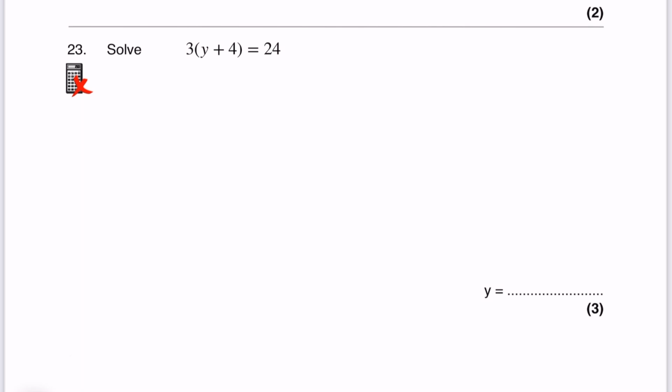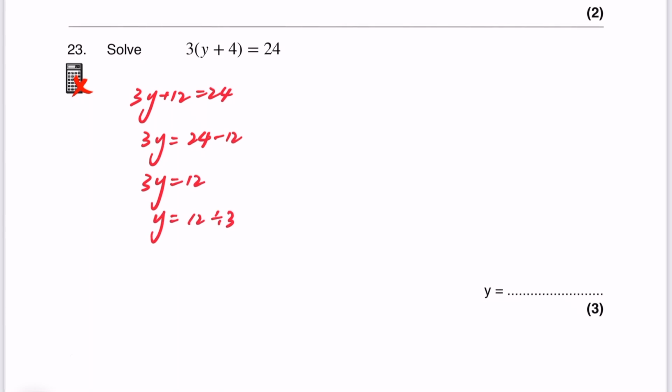Okay, so let's say we are going to expand the bracket. 3y plus 12 equals 24. 3y equals 24 minus 12. 3y equals 12. y equals 12 divided by 3. y equals 4. That's the first method. We expand the bracket right away.